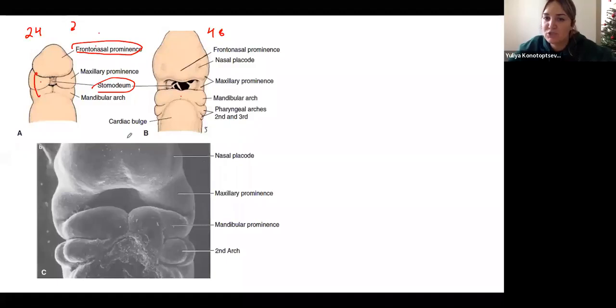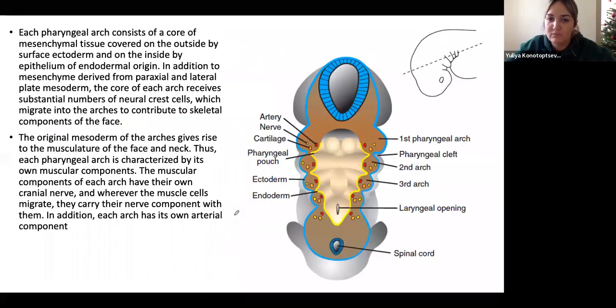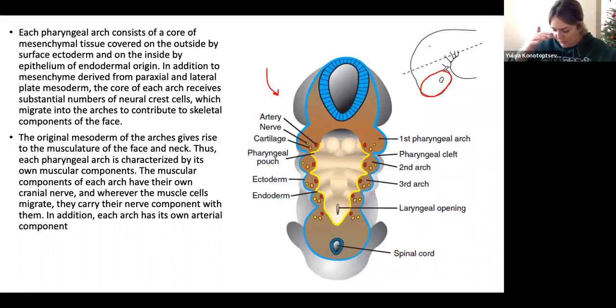How many pharyngeal arches do we actually have? A very good picture is this one. Sometimes they ask you to draw it to understand how you actually made it. In this drawing, this part right here is your frontonasal prominence. By the way, which kind of structure do you think will be growing behind the frontonasal prominence? What will be growing behind it? Brain. The brain is going to be developing behind it.